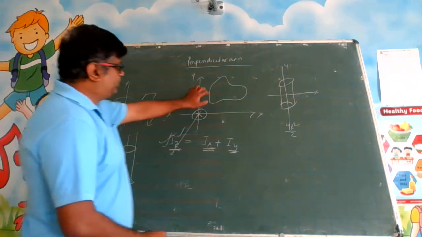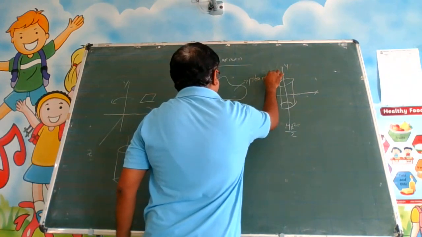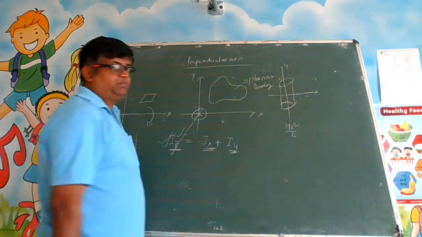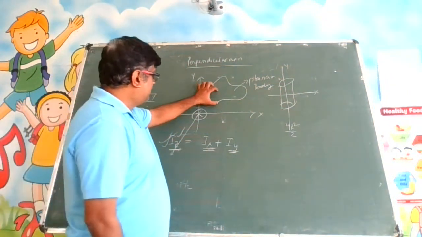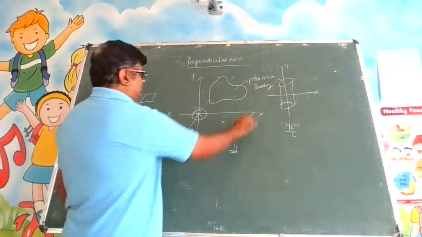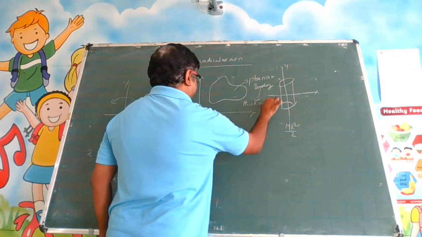Now which type of body is this? This is called a planar body. What do I mean by a planar body? That means like a CD disc. It has some length and width, but the third dimension, the thickness, is negligible.